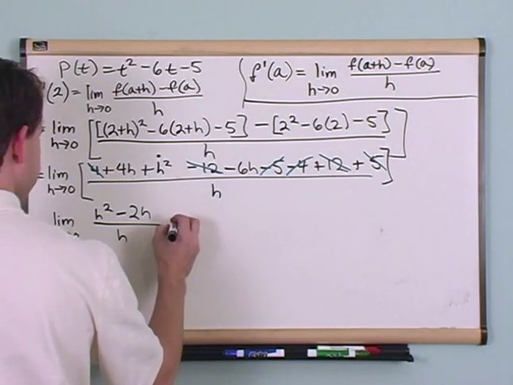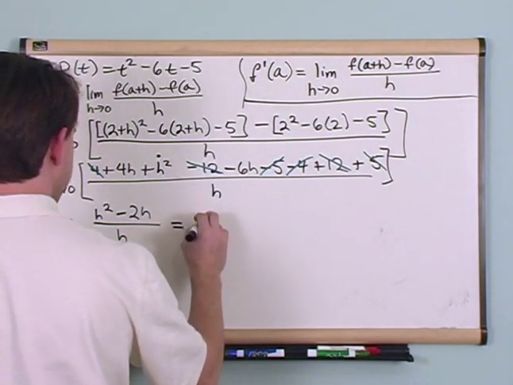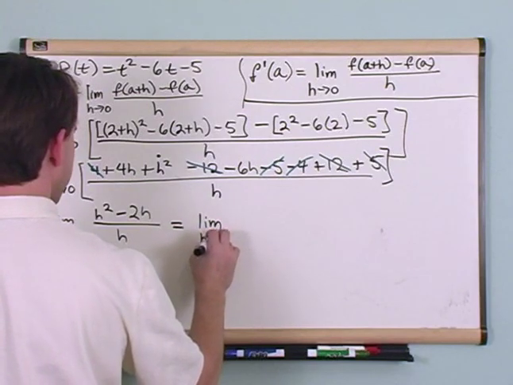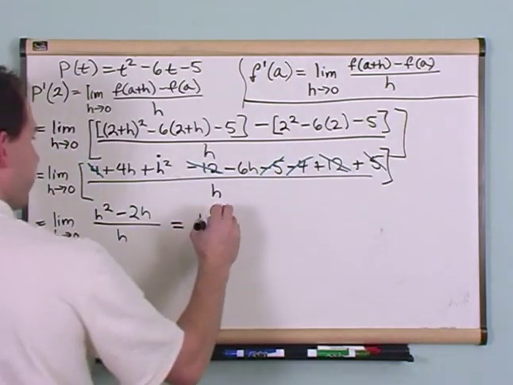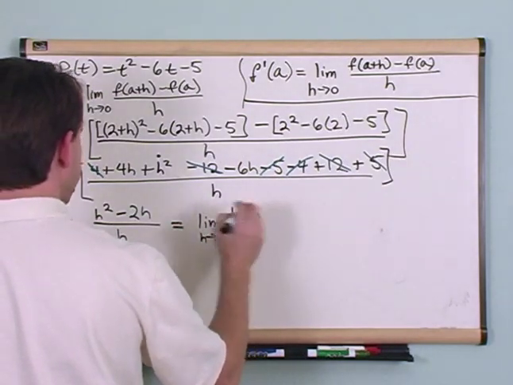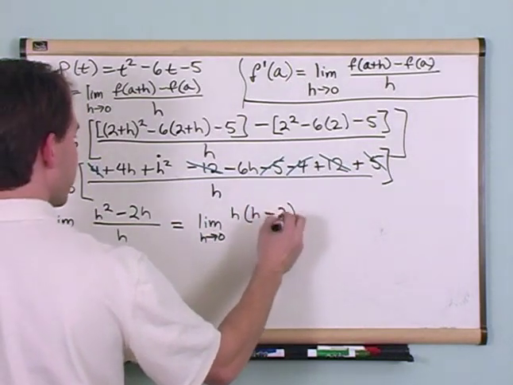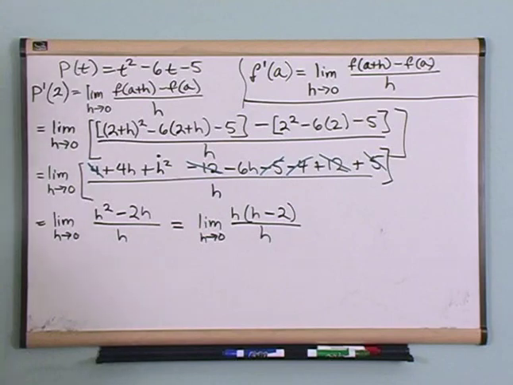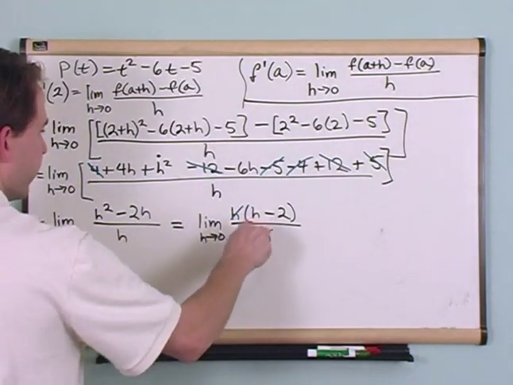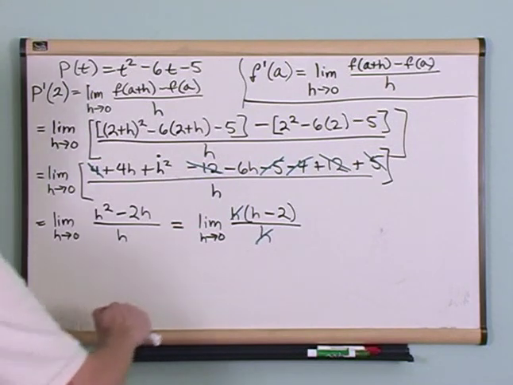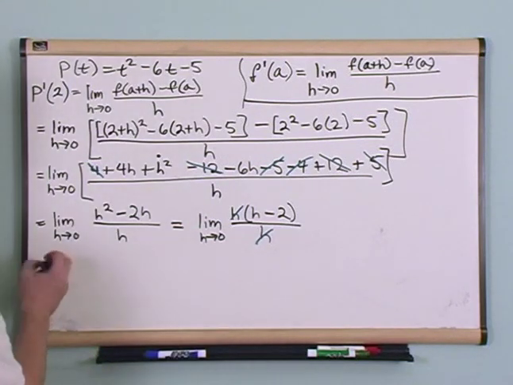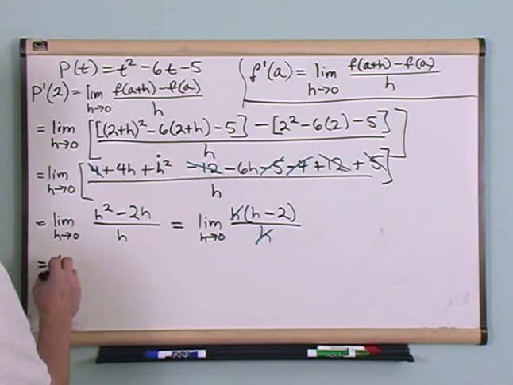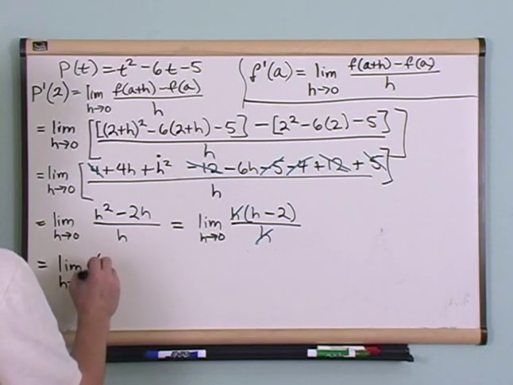Now how do you simplify this? I could say this is equal to the limit as h goes to 0. I'm going to pull out an h from the top. It's going to be h inside minus 2. All I did was factor out an h, and this is over an h. Now the only reason I did that is because I knew that if I did that, this would cancel with this. Okay, because h divided by h is 1.